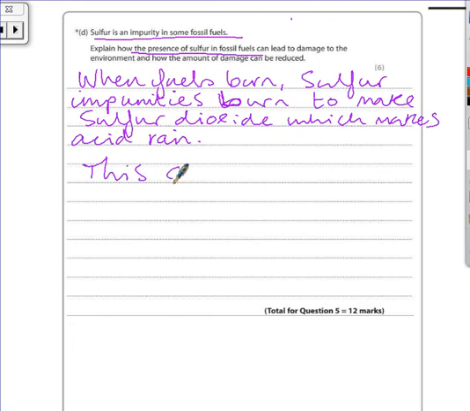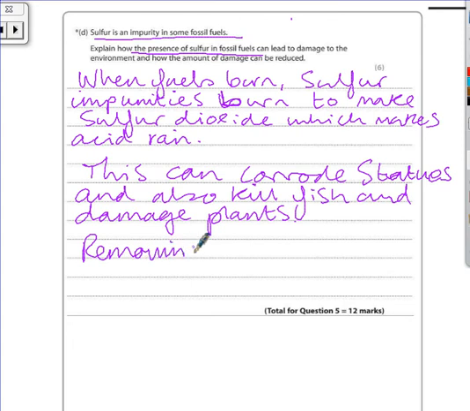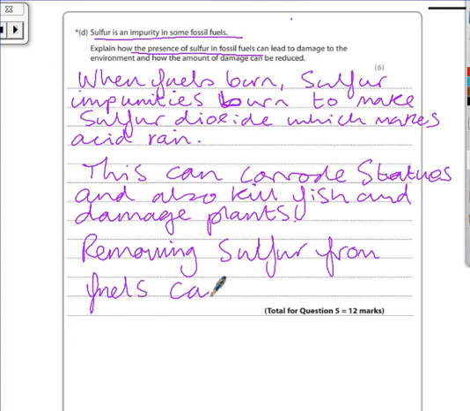Okay, this can corrode buildings, statues, that sort of thing, and also kill fish and damage plants. Now, removing sulfur from fuels can help reduce this. Okay, so that'll get you the 6 marks.